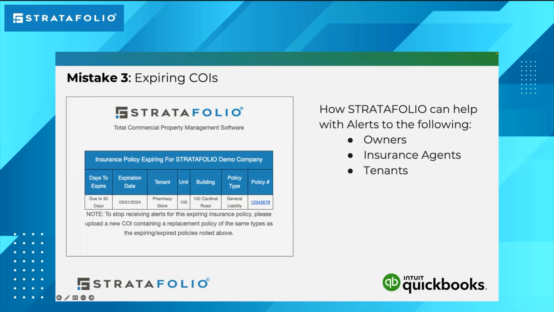So this is what the email alert looks like when it goes out. These are sent to the emails on file for your Stratafolio users, the tenant portal users, and the insurance agents if they are selected to receive them. If you click on the blue link for the policy, it will take you directly to the policy that is expiring inside of Stratafolio to upload that new COI.